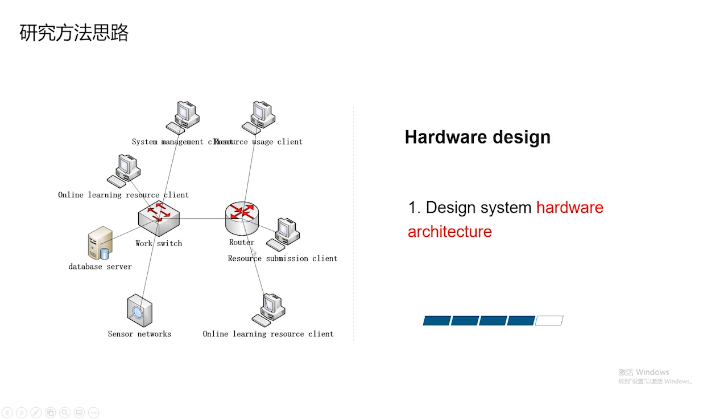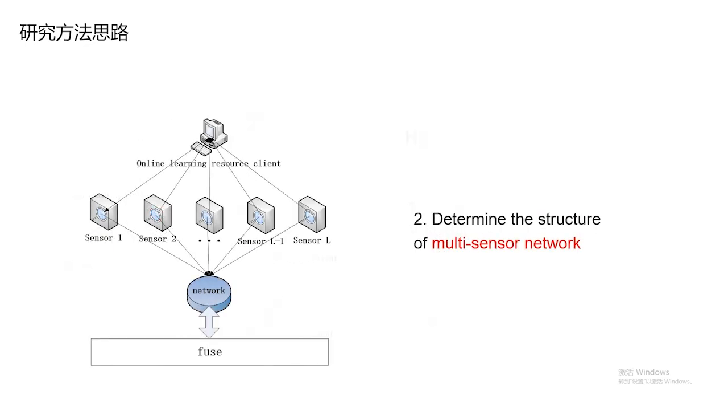The second, in the rapid integration system of resources in multi-sensor network, each sensor node samples the English online learning resources according to its own sampling period, and then transmits the collected raw data to the estimator, which estimates according to the information transmitted by the sensor.